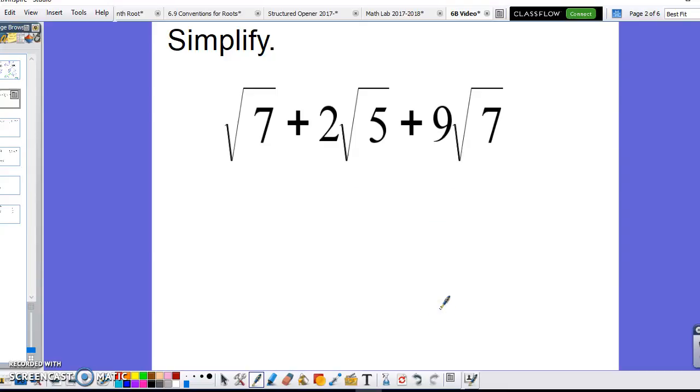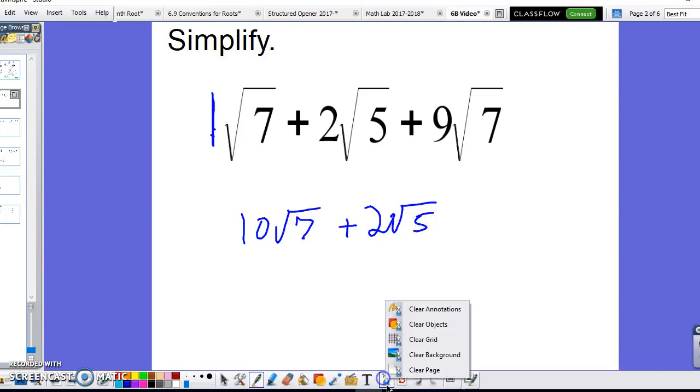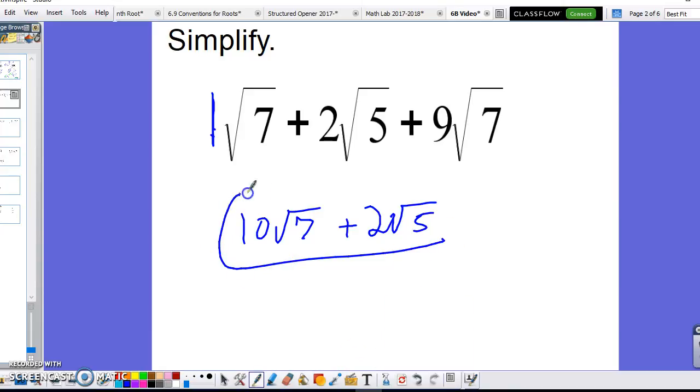Same thing here, just we're combining their radicals, the square roots. I've got 1 square root of 7, don't forget there's a 1 out there. I've got 9 square roots of 7, so total, I've got 10 square roots of 7. Plus 2 square roots of 5. 7 and 5, those are different. Nothing else I can do, and I'm good to go. Okay? So this is my final answer.